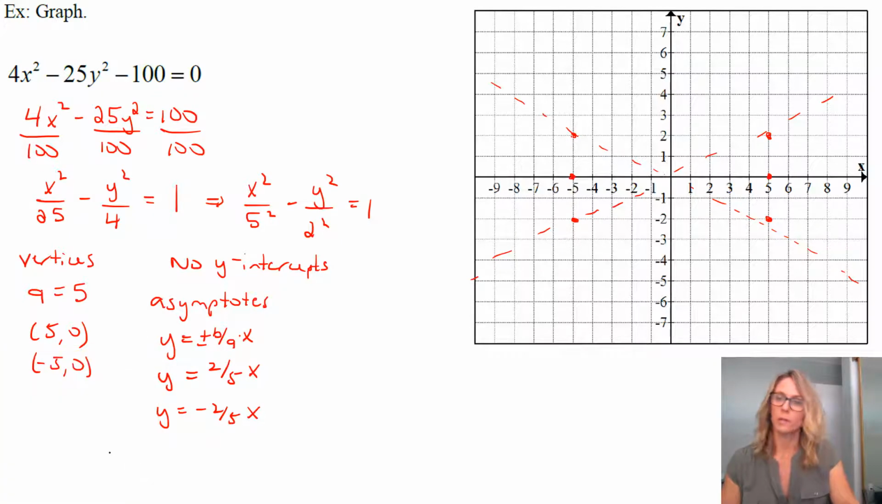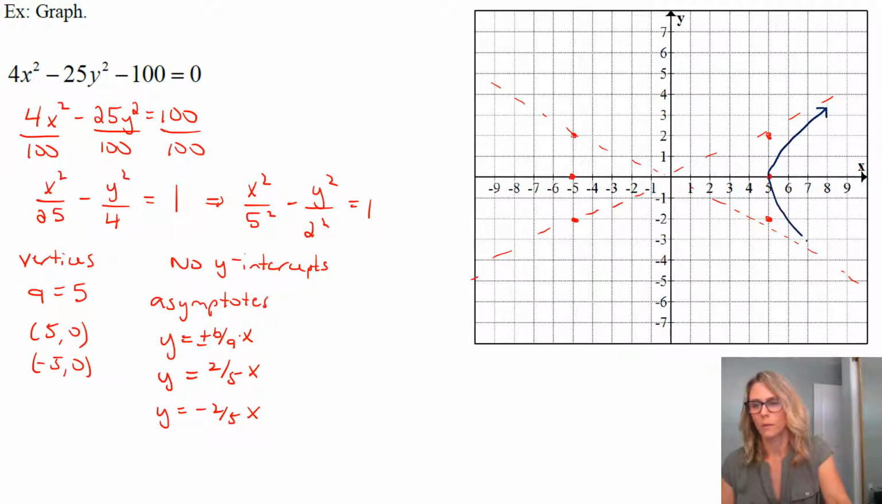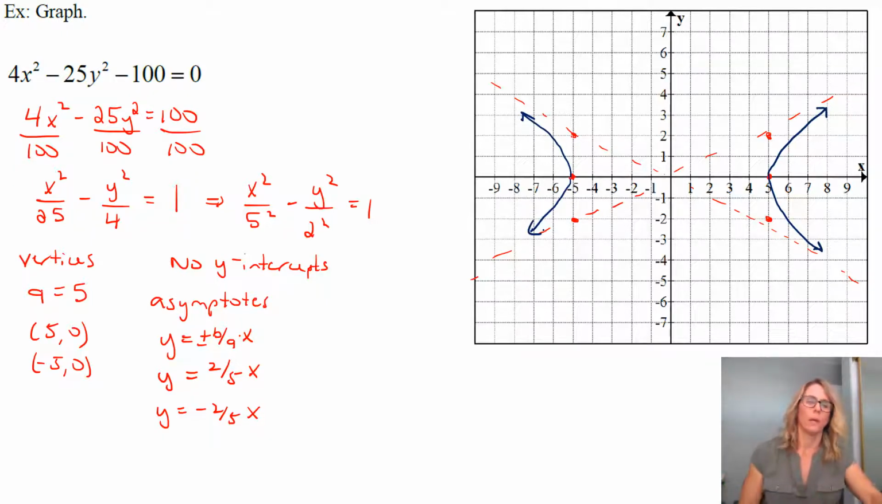And now we're going to start again at our vertices and just go up to one asymptote, down to the other asymptote. This is opening to the right, and then up to this asymptote and down to this asymptote here. And then here's another graph of a hyperbola.